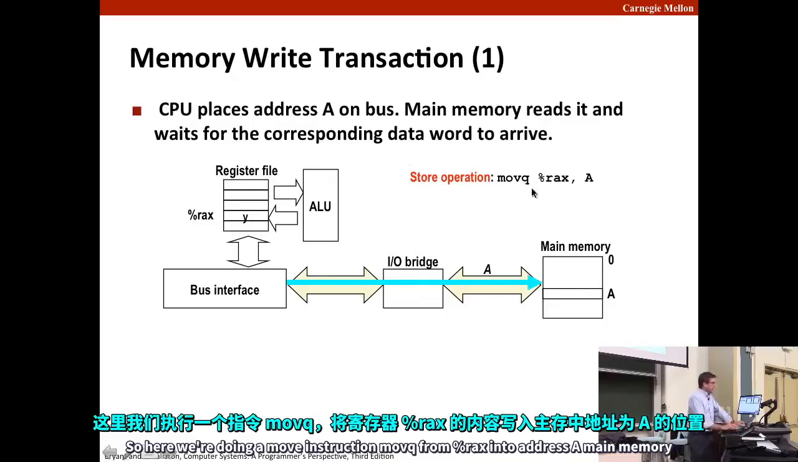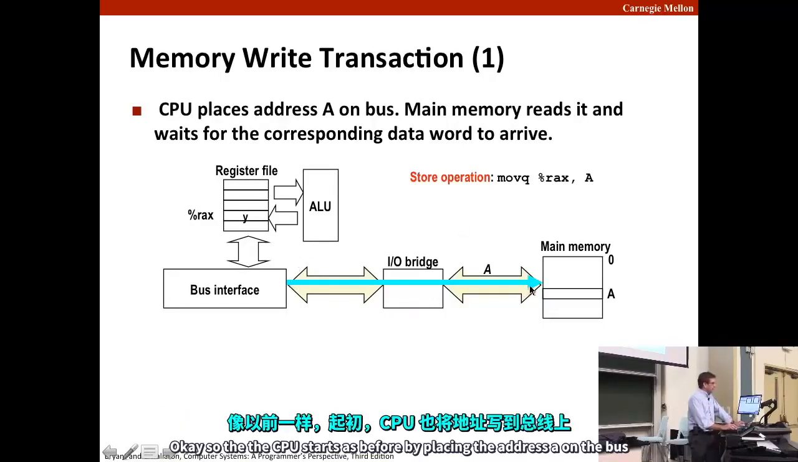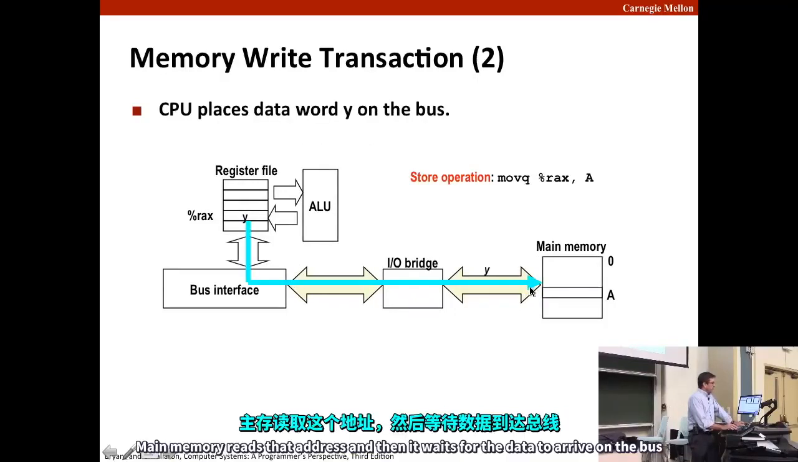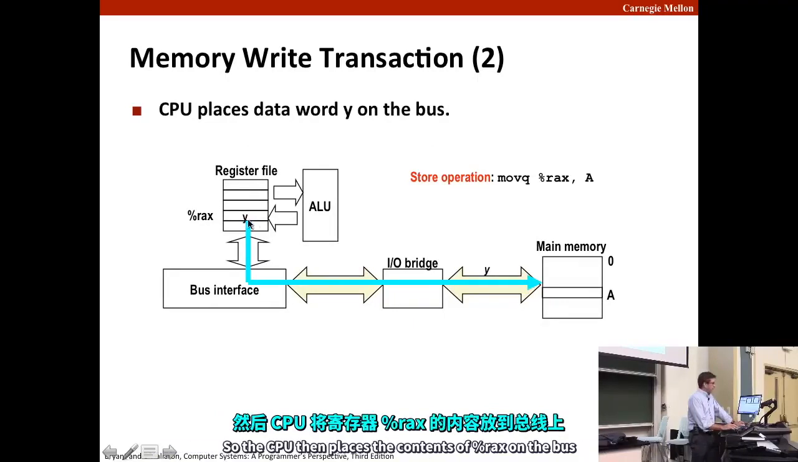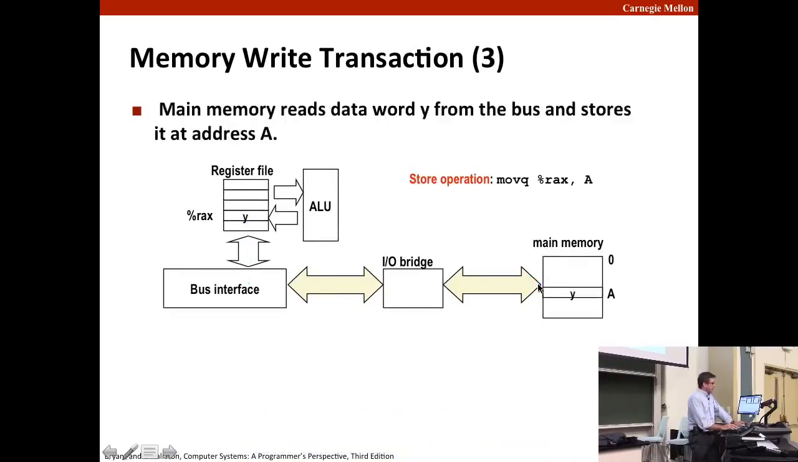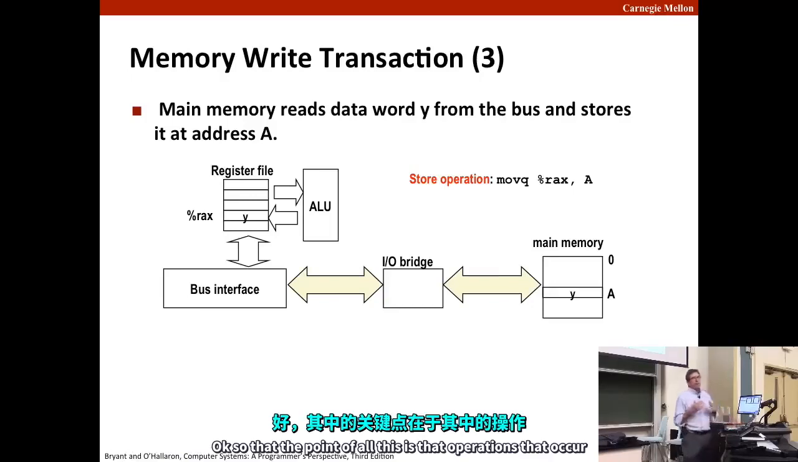Okay, so writing is similar. Again, here we're doing a move instruction, move Q from RAX into address A in main memory. Okay, so the CPU starts as before by placing the address A on the bus. Main memory reads that address and then it waits for the data to arrive on the bus. So the CPU then places the contents of RAX on the bus, and those contents travel across to main memory, which then reads that word from the bus and stores it at address A.